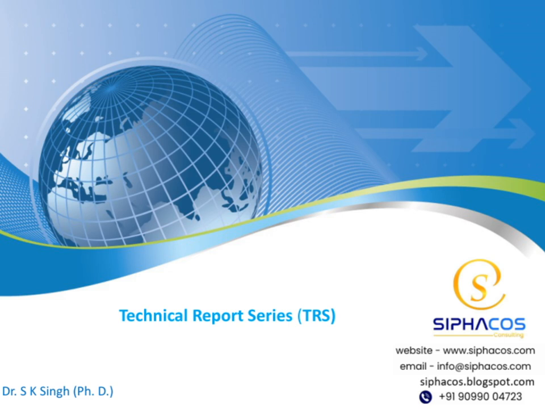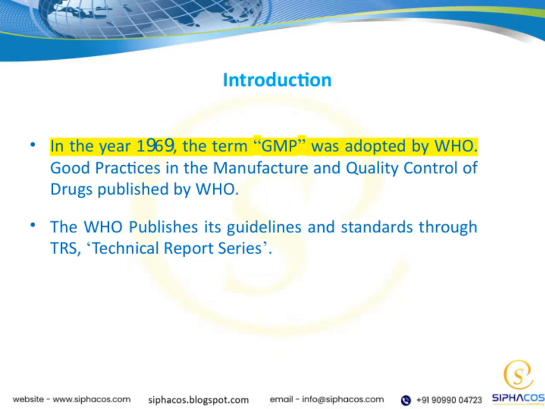So let's get started. In 1969, the term GMP was officially adopted by the World Health Organization. This stands for Good Manufacturing Practices, and it marked a significant step forward in ensuring the quality and safety of medicines worldwide. The WHO published a key document titled Good Practices in the Manufacture and Quality Control of Drugs, which served as a foundational reference for the industry.